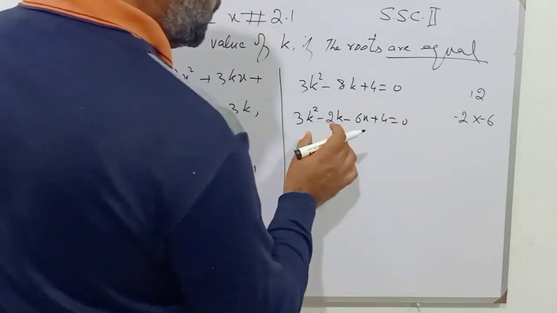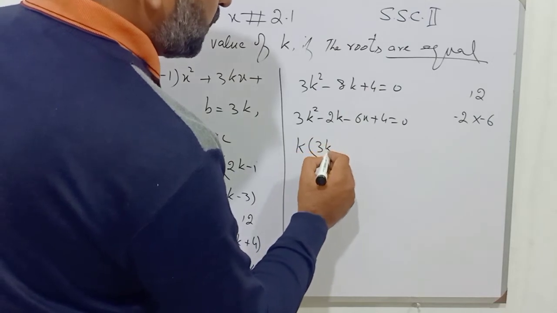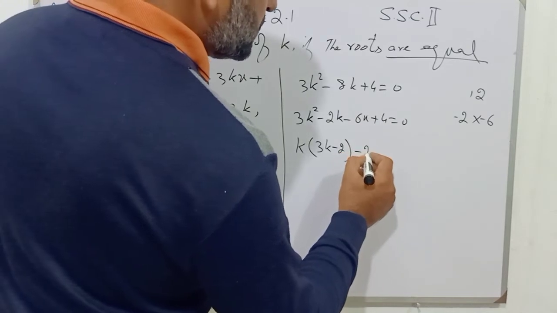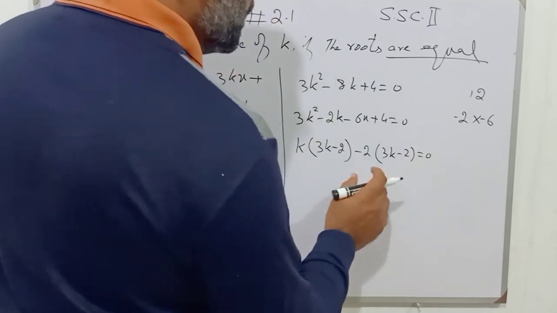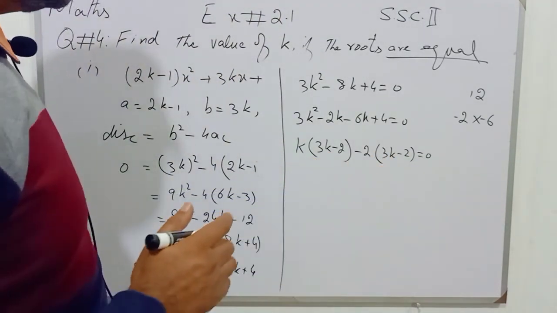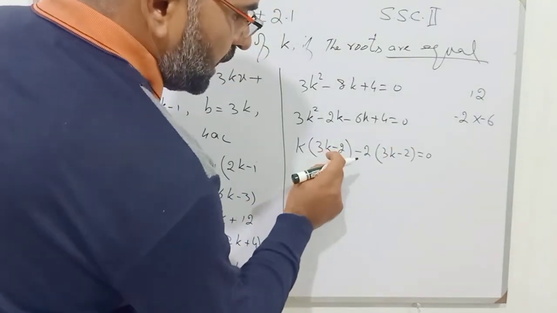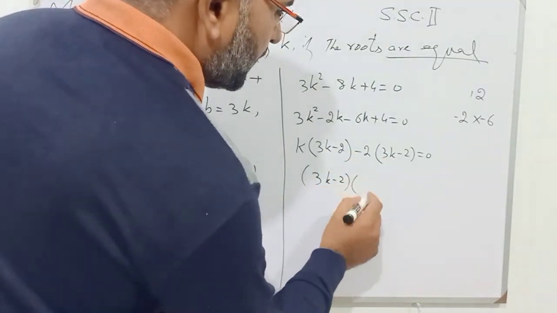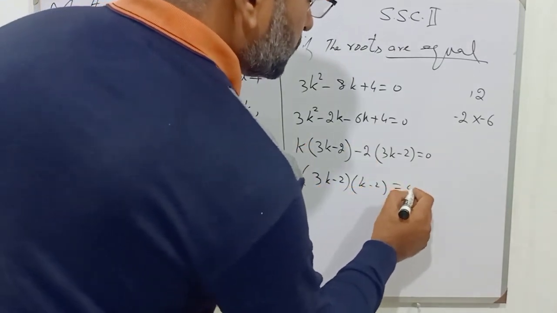From the first two terms, only k is common, and left over will be 3k minus 2. And from the last two terms, minus 2 is common and left over will be 3k minus 2 is equal to 0. So students, in the brackets the numbers are the same. So I will take 3k minus 2 as common. So it is written as 3k minus 2 into the coefficients of both the terms, which are k minus 2, is equal to 0. The product of two factors is 0.